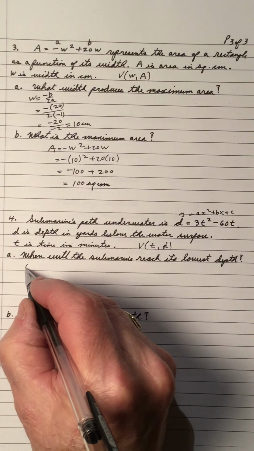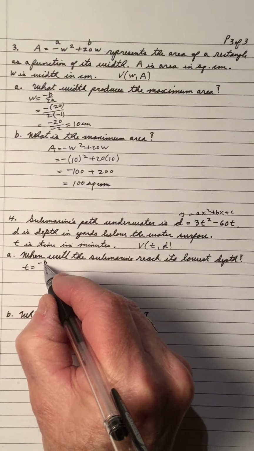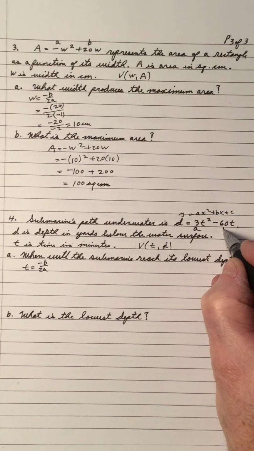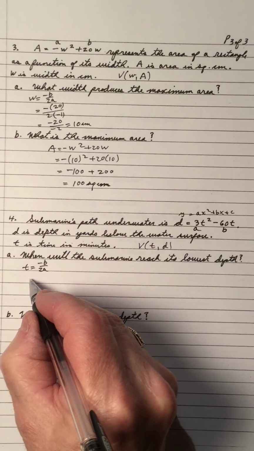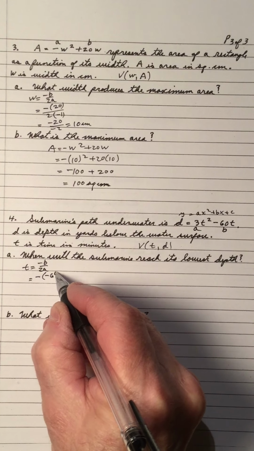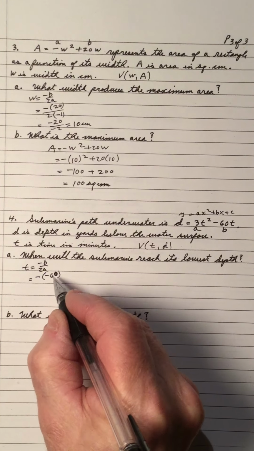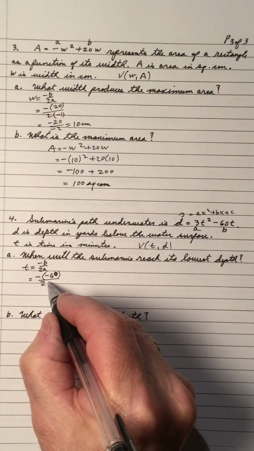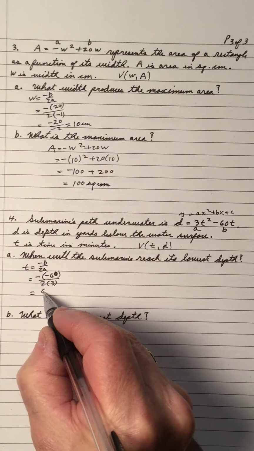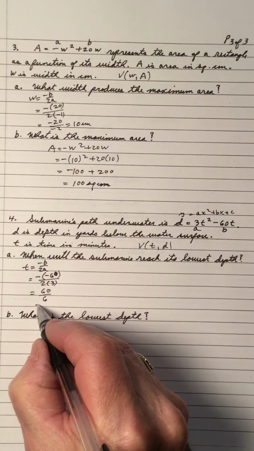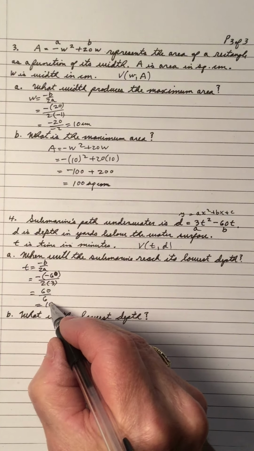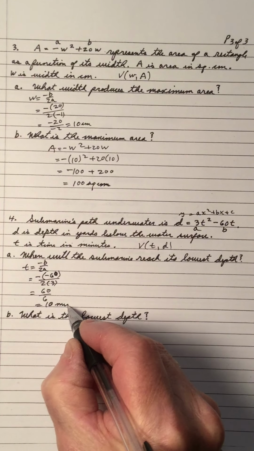So we have T equals negative B over 2A. So A is 3, B is negative 60. So we have the negative of a negative 60 all over 2 times 3. And that gives us 60 all over 6. And we have a 10. The time is 10 and is in minutes, so the time is 10 minutes.